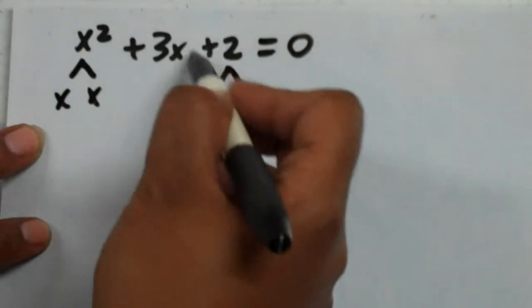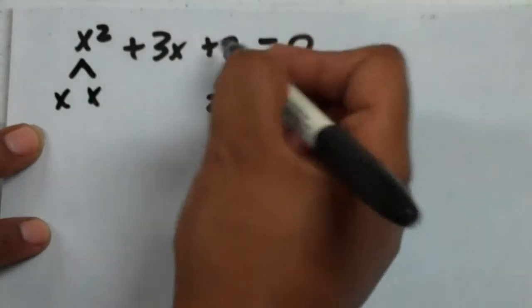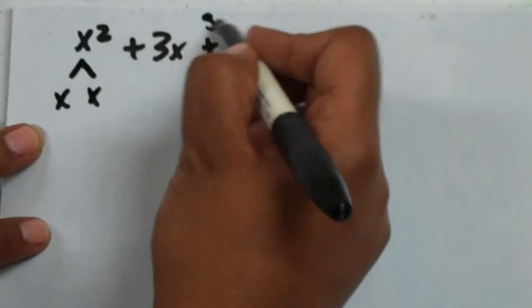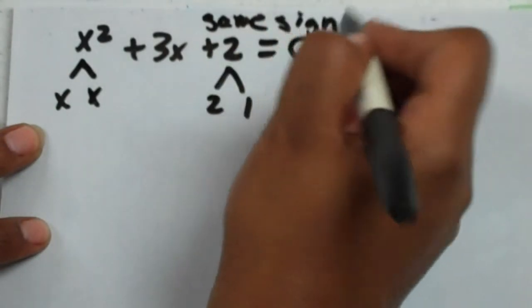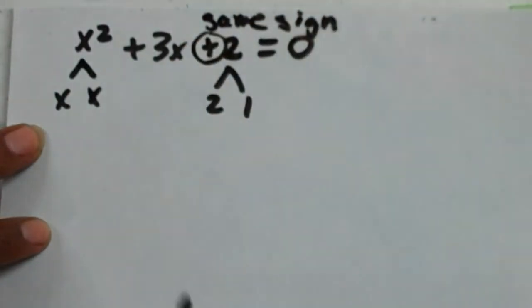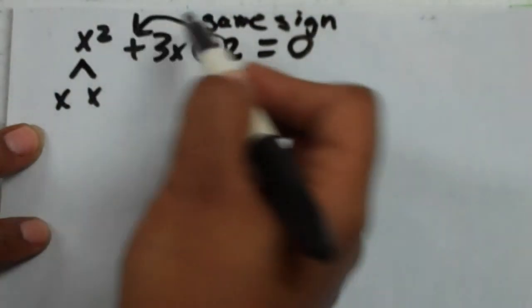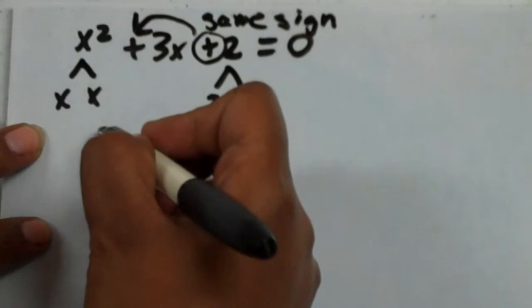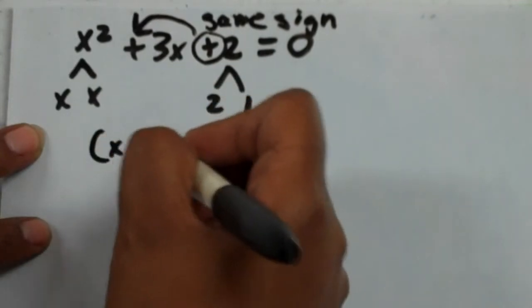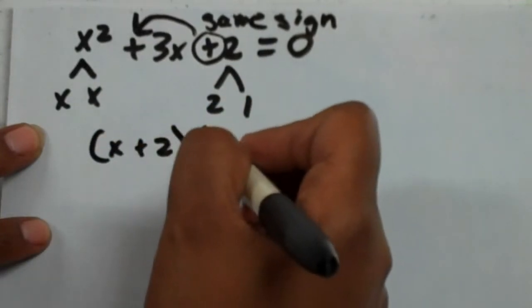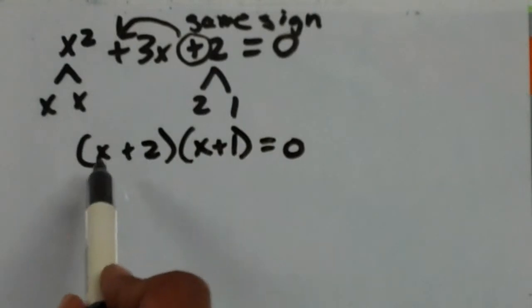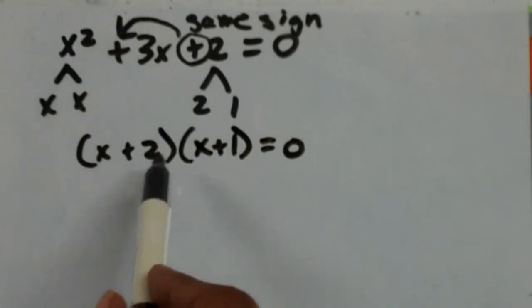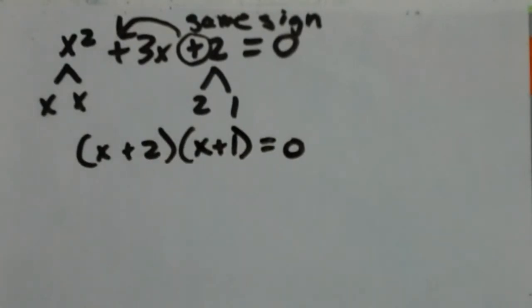We look at the last term, the sign. That is positive, so that means same sign. That's what the positive indicates. And if we look towards the middle, we know that the signs have to be positive. So here we will have an x plus 2 and an x plus 1 equal to 0. So now we have two factors. We have x plus 2 multiplying x plus 1.